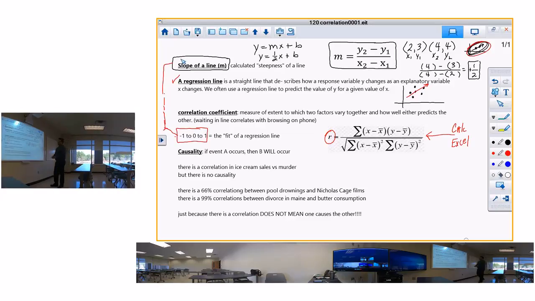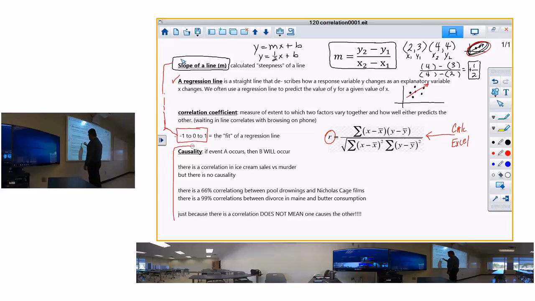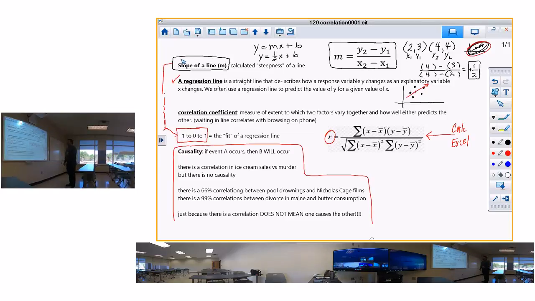Now, what is causality? Causality is not usually measured, but it is something that you have to think about. Causality is if event A occurs, then B will occur. And I always use the example of the Matrix Reloaded, where they go into the French restaurant and the guy says, causality, I drink too much wine, I have to pee. And that's basically what causality is.